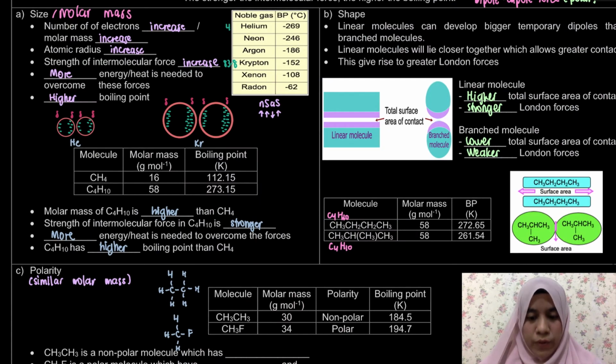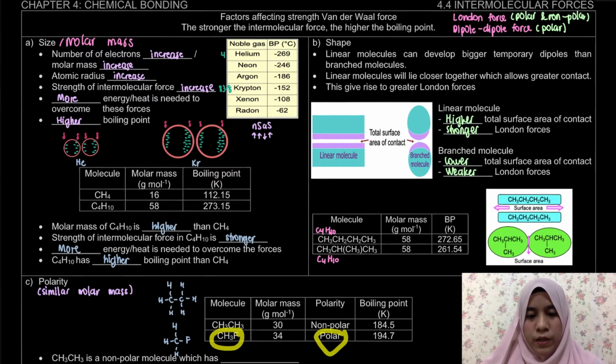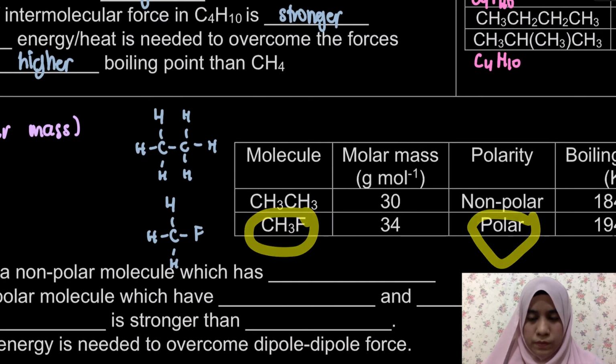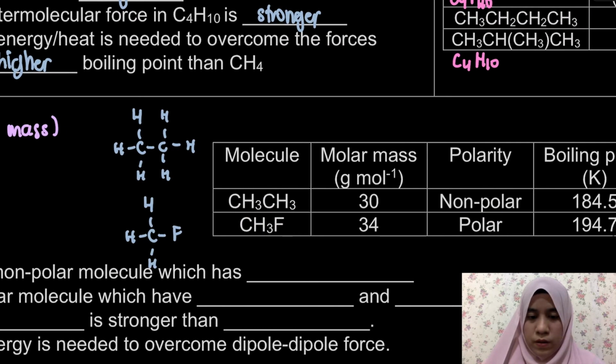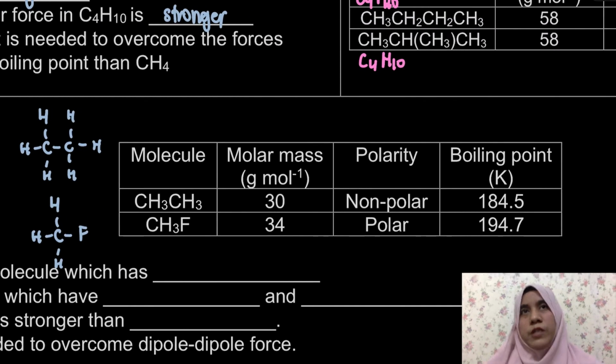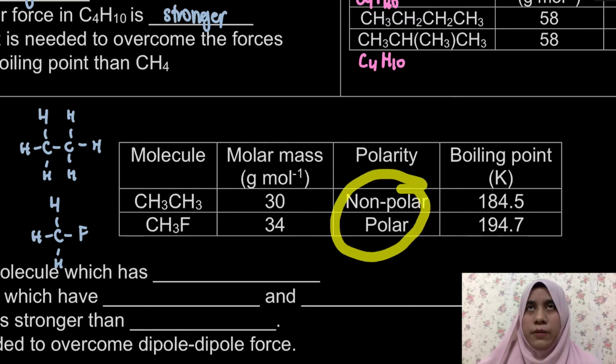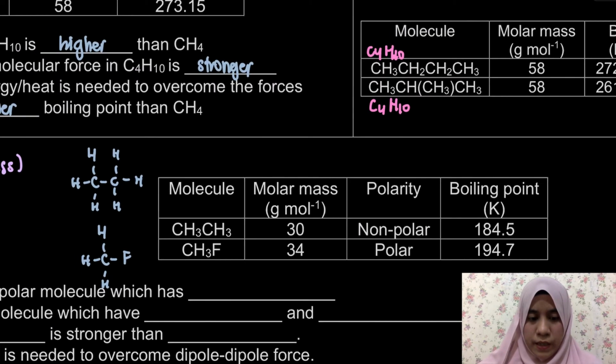Okay, tapi kali ni, what is the difference is actually polarity. Ethane ni is actually a non-polar molecule, while CH3F ni is a polar molecule. Okay, for the case of polar molecule, so how we're going to compare it? Kalau size kita kata, the higher the size, the stronger the intermolecular force. Kalau shape, the linear has a stronger intermolecular force. Kalau in terms of polar dengan non-polar, how we're going to mention it?